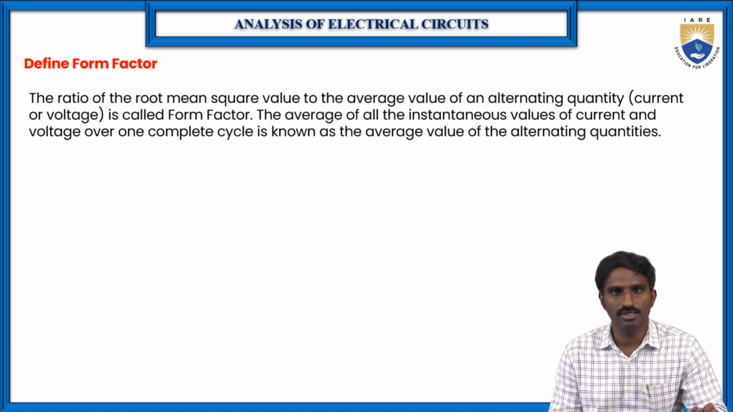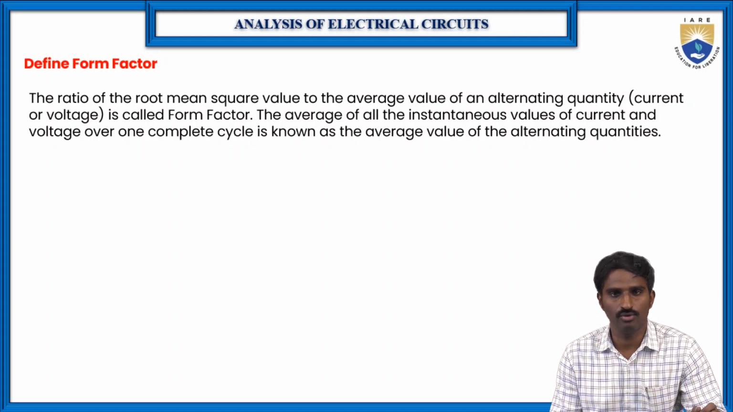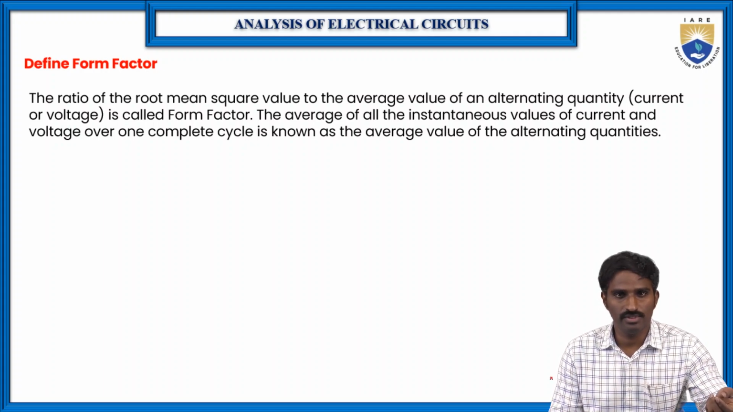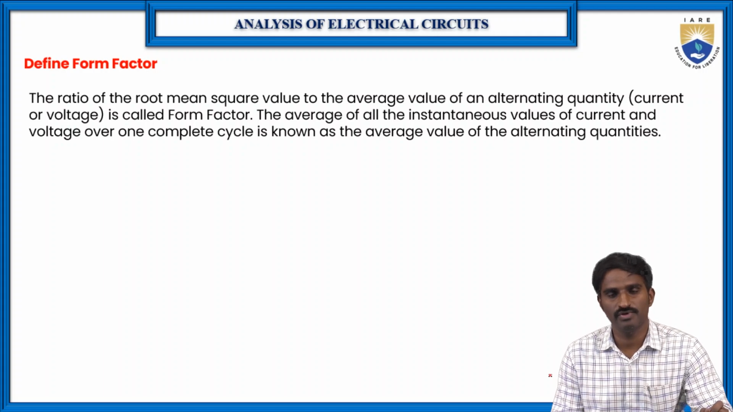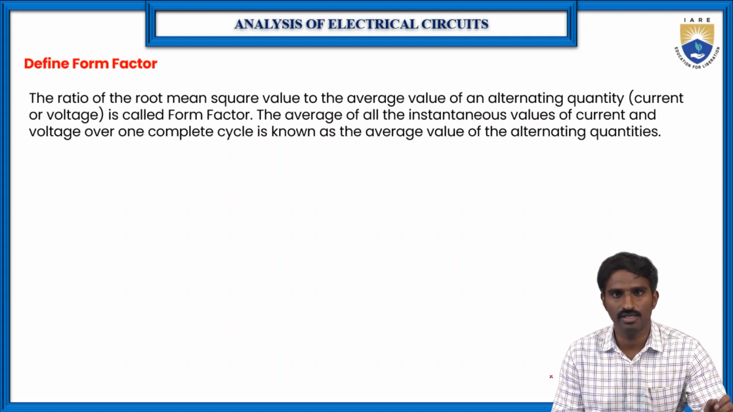So first, let us start with the form factor. This we have already discussed in the various periodic waveforms: how to find the average and RMS value of the different periodic waveforms. Once we find the average and RMS value of the periodic waveforms, then we can find the form factor and the peak factor for those various periodic waveforms.